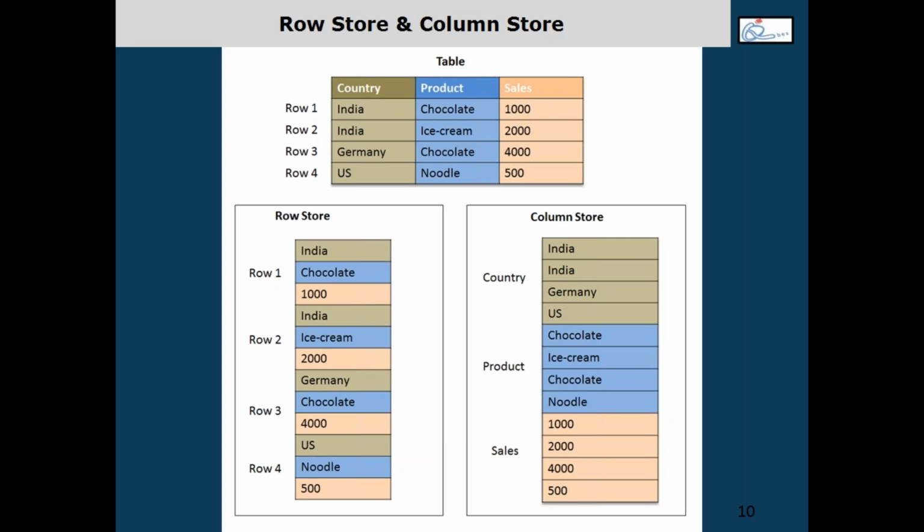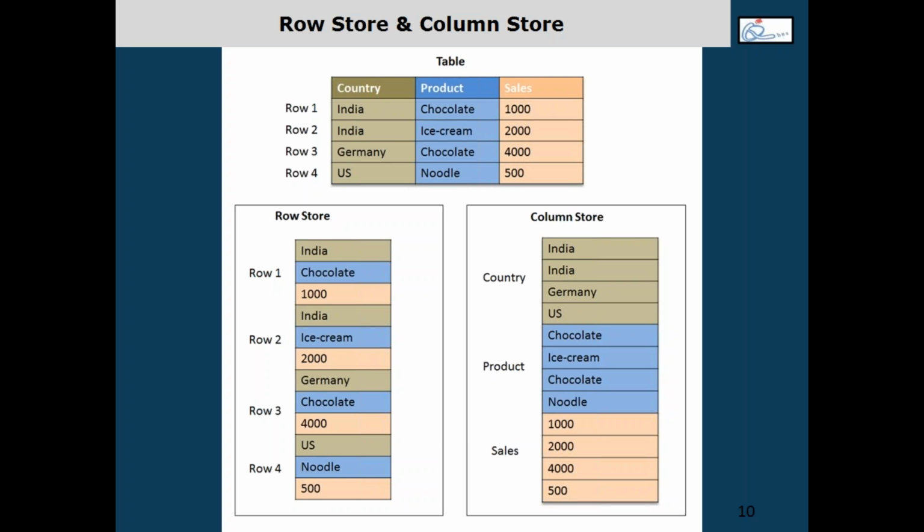Now, when I want to insert data into a table, I would like to analyze whether row store is better or column store is better. I would like to insert a new record, saying insert data into this table, values Nepal, some ice cream, and then some sales 1,000. Now, which one is better?